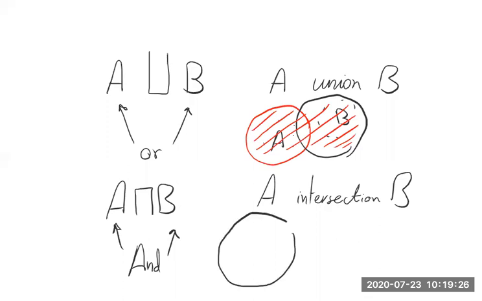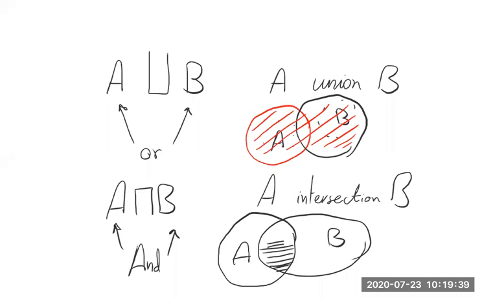What about A intersection B? It means A is here, B is here. If something is in the intersection, it means it's in A and it's in B at the same time. These are the elements which are in A and B at the same time. This is a schematic picture. It's not something in R. It's just a schematic, conceptual picture.